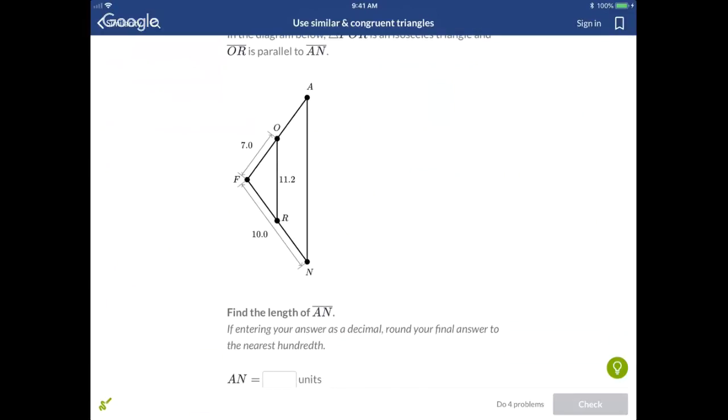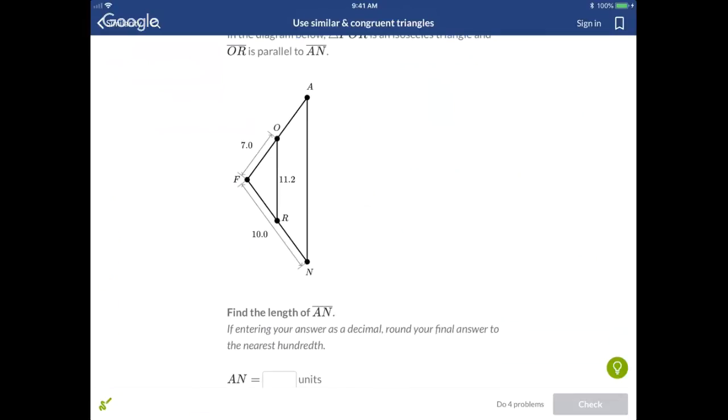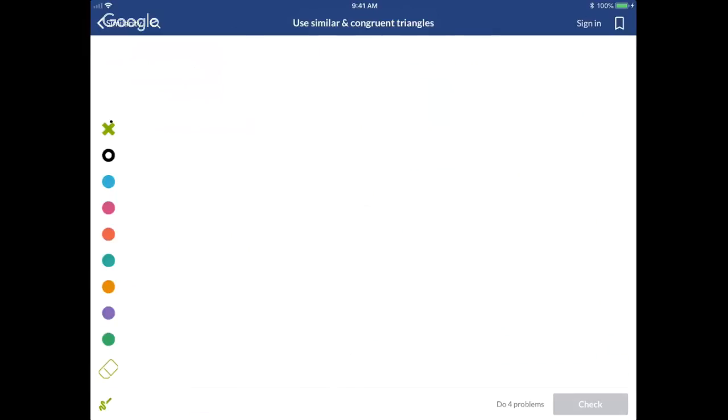So I can see that in this dilation, 7 must have become 10. Oh, I don't get to draw over the picture in this. That's annoying. So I can see that the ratio of dilation is a ratio whereby a length of 7 becomes a length of 10, and I want to know what 11.2 will become. So I'm going to write 7 to 10 equals 11.2 to x, and I'm going to cross multiply.